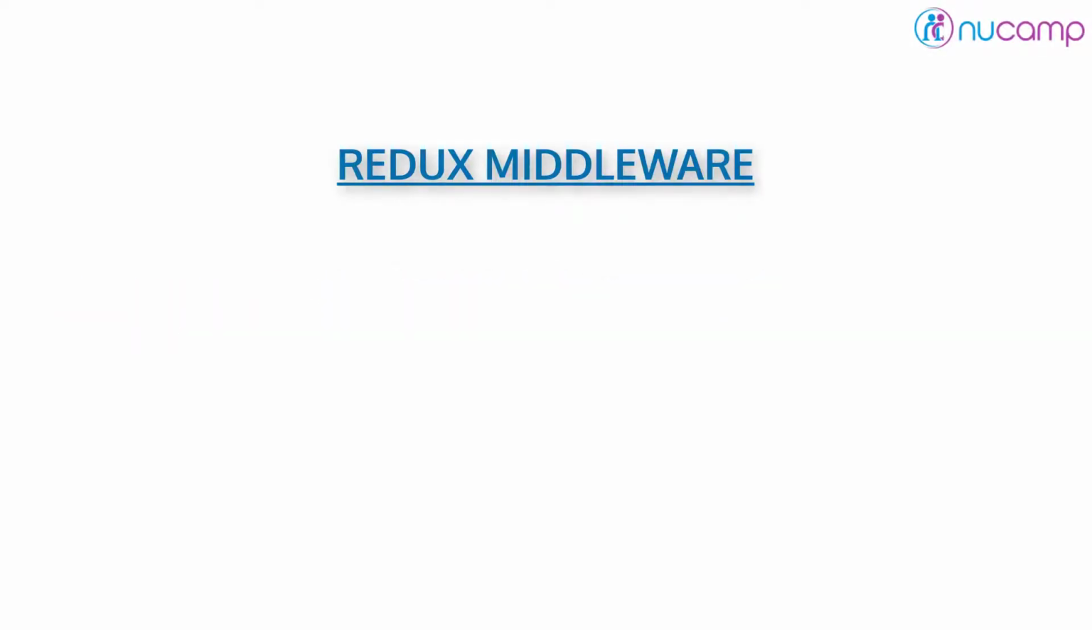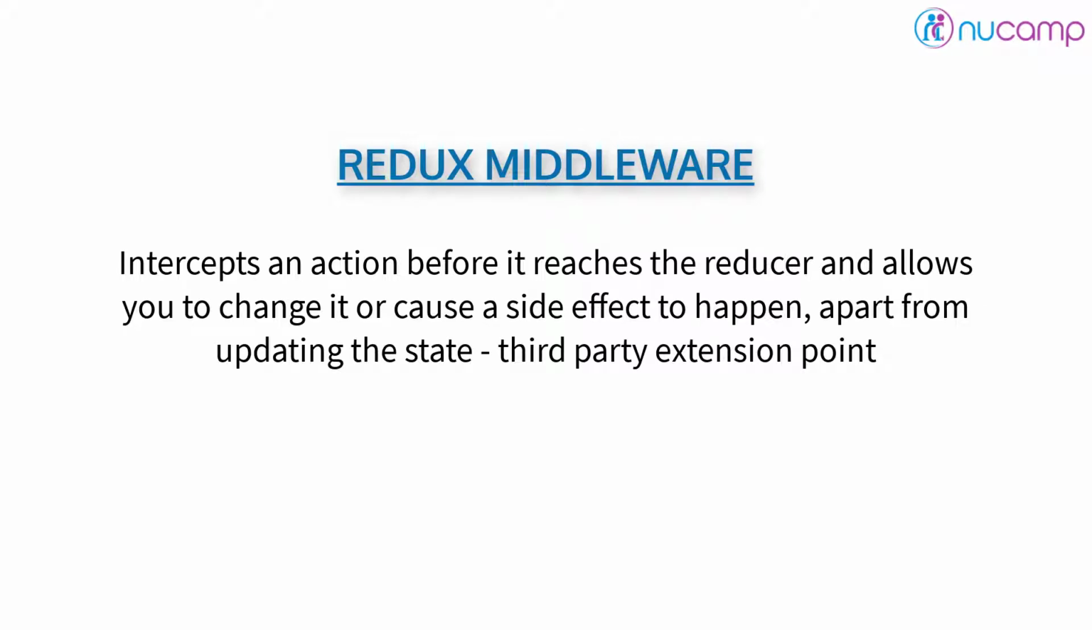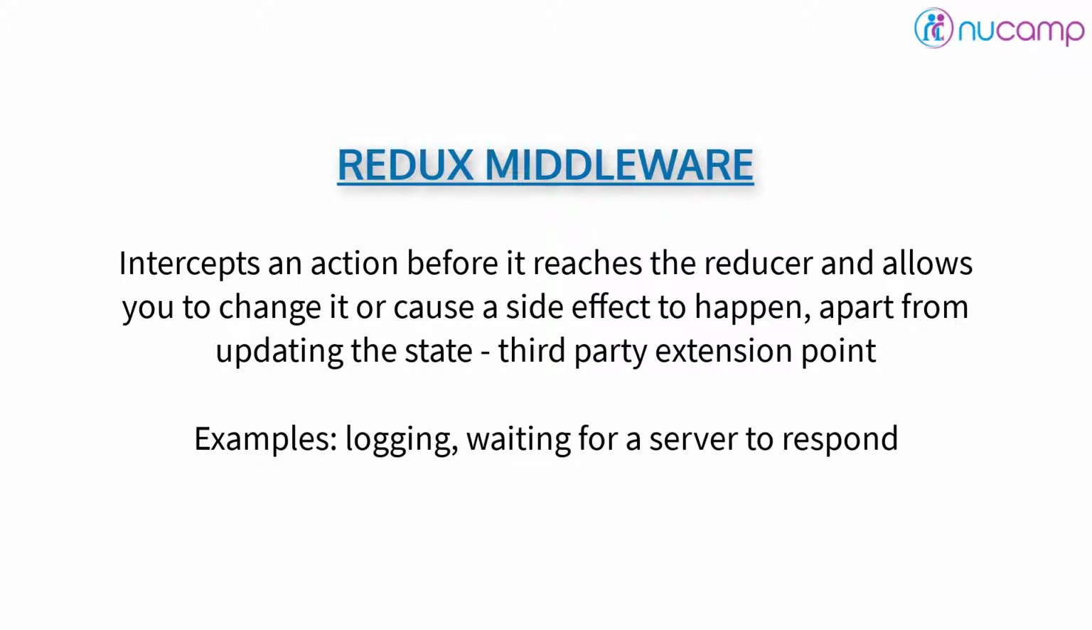In the previous lesson, we saw how we can change a state in the Redux store by dispatching actions. At times, when an action is dispatched, we may want to intercept that action before it reaches the reducer and either change it or cause some side effect to happen, something other than changing the application state. For example, we might want to write a message to a log file, or we might want to make a server request and wait for the server to respond.